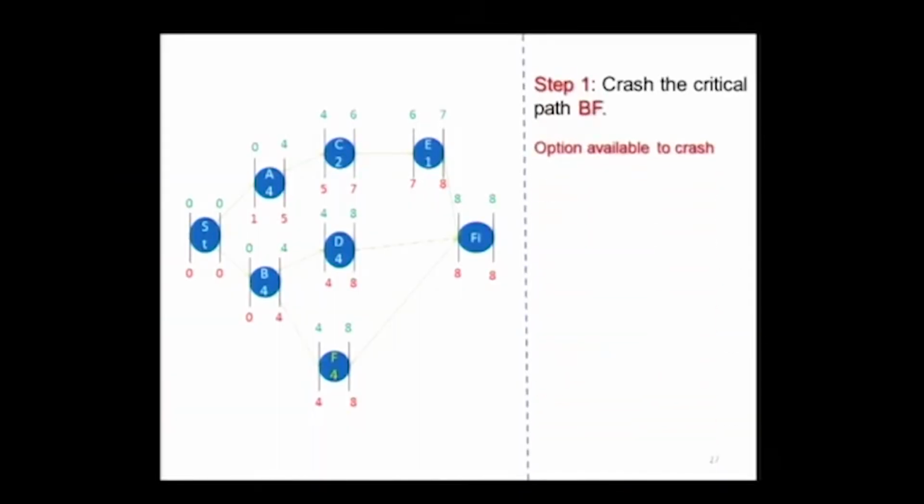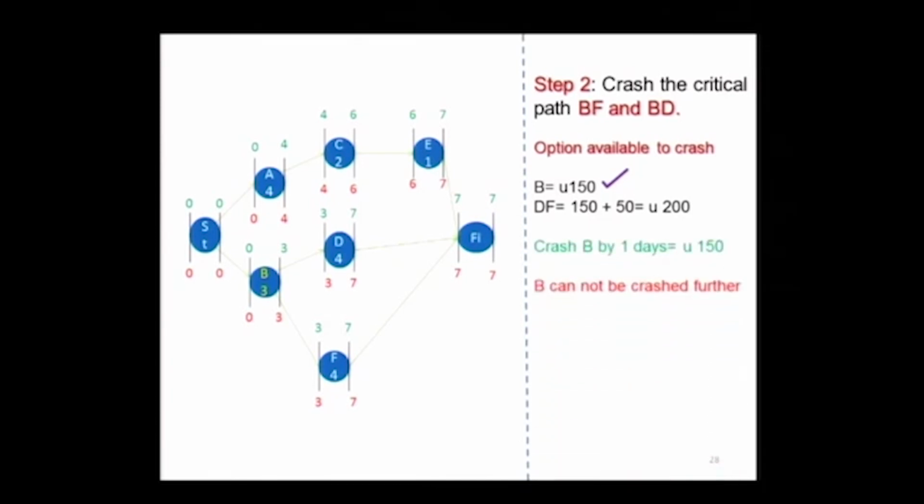So we can see the options for crashing. Okay, we first crashed F, and then we found there is BF and BD, I mean the path went through D and F. So in the second step we have to crash B, we crashed it to the maximum and we could not after that take B any further.